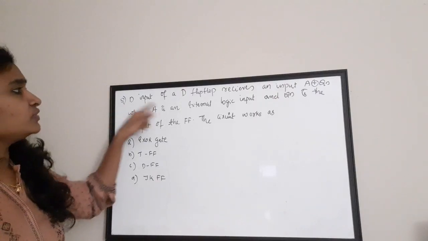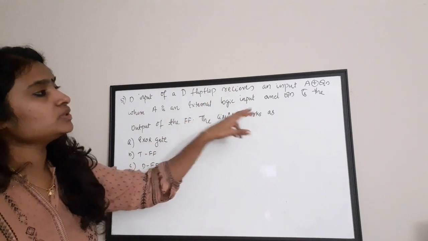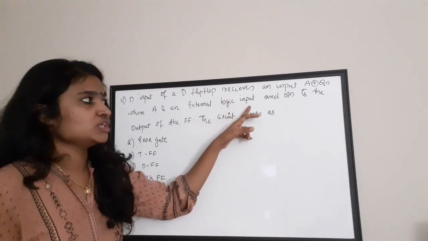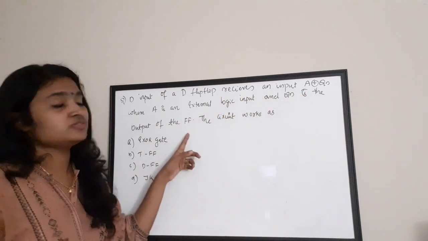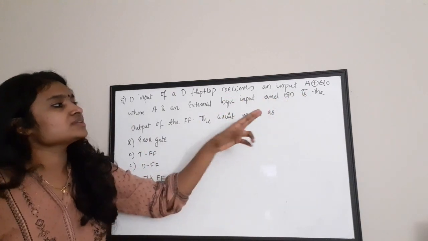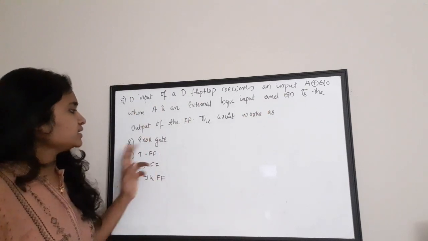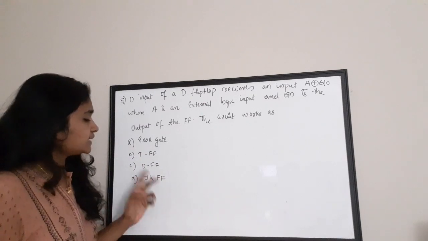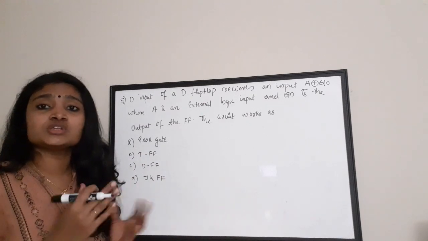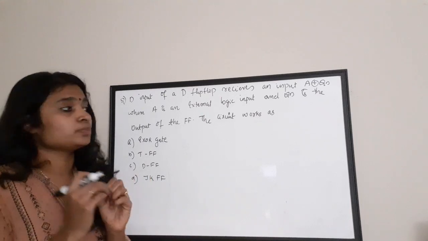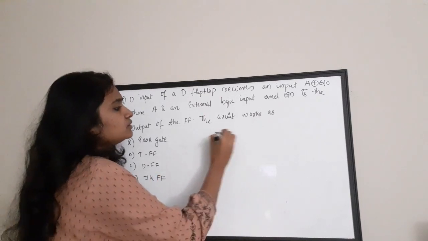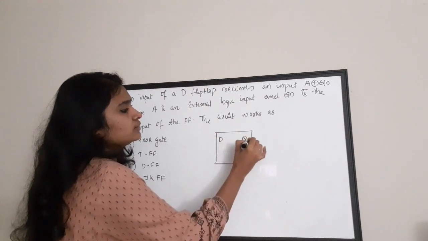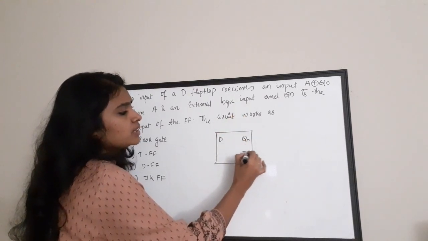D input of a D flip-flop receives an input A XOR Qn, where A is an external logic input and Qn is the output of the flip-flop. The circuit works as dash. A: XOR gate, B: T flip-flop, C: D flip-flop, D: JK flip-flop. So here we are actually going to modify our D flip-flop. Okay, so this is a D flip-flop. This is the Qn, that is the output, then Qn bar.